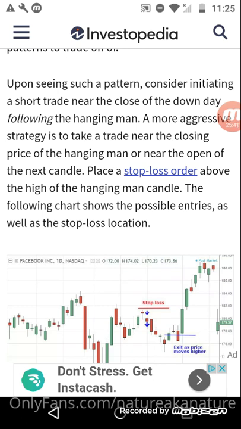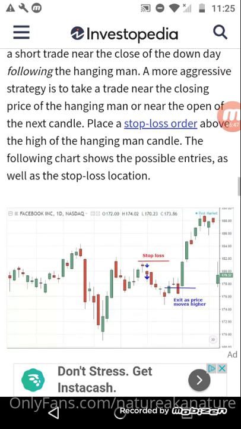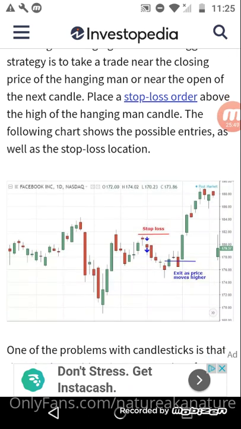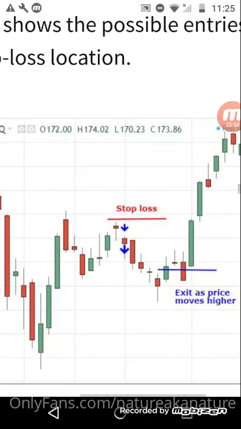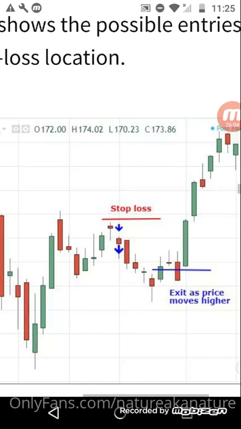They exit. So stop loss right above the last hang. Exit as price moves higher. So in this example, if price moves higher, they exit. One problem with this candlestick is that they don't provide a price target. Therefore, it stays in the trade while the downtrend momentum remains intact, but get out when the price starts to rise again.